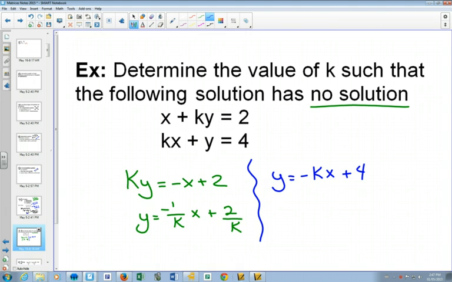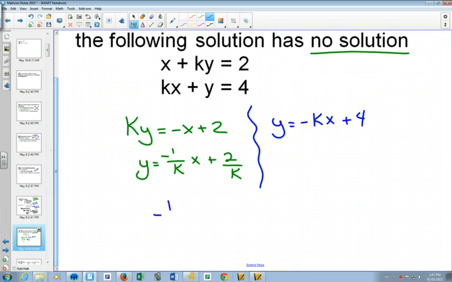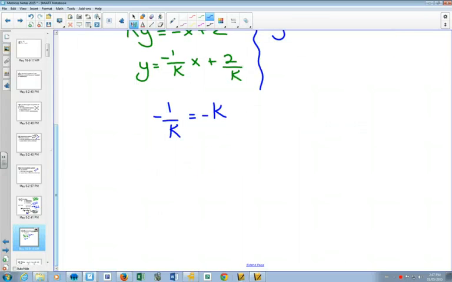We know that the slopes have to be the same. So if the slopes are the same, that means that negative 1 over k has to equal negative k. Solving this equation, multiply both sides by k, which gives us that k squared is equal to 1. So k has to be plus or minus 1.